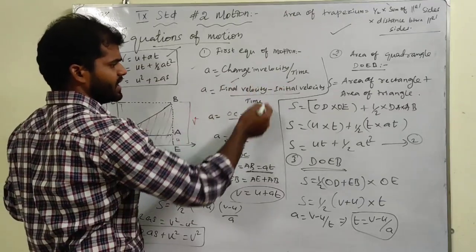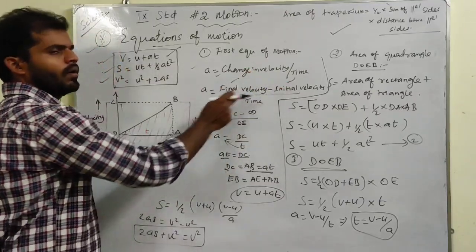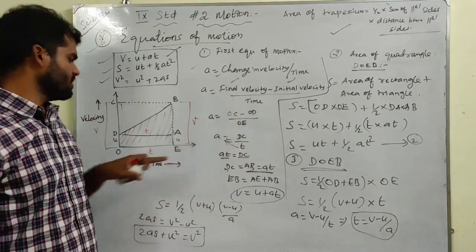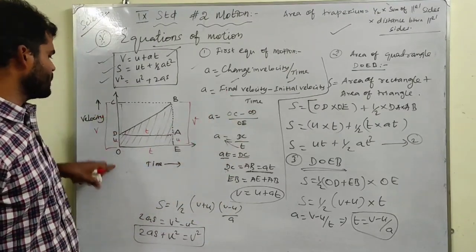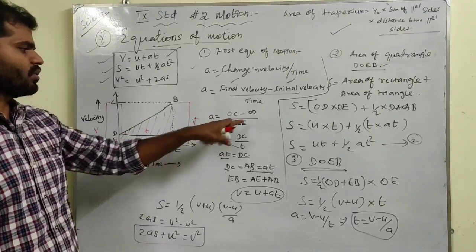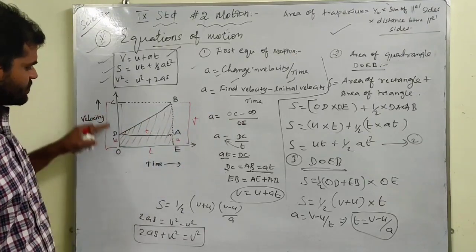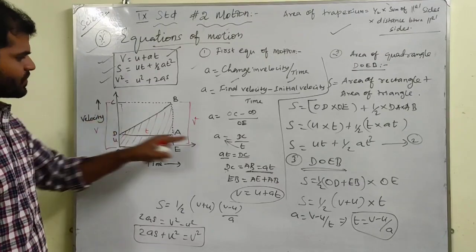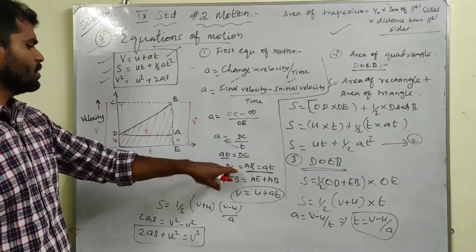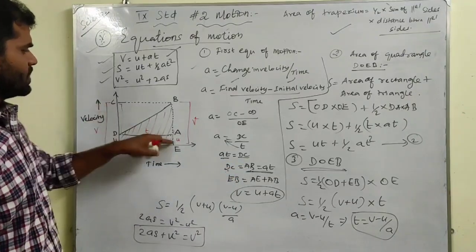Acceleration is change in velocity by time. Change in velocity we know very well: final velocity minus initial velocity, by time. Final velocity, that is OC, minus OD, divided by OE. So OC minus OD, when you subtract these two, we will get DC. So take this side, at is equal to DC.